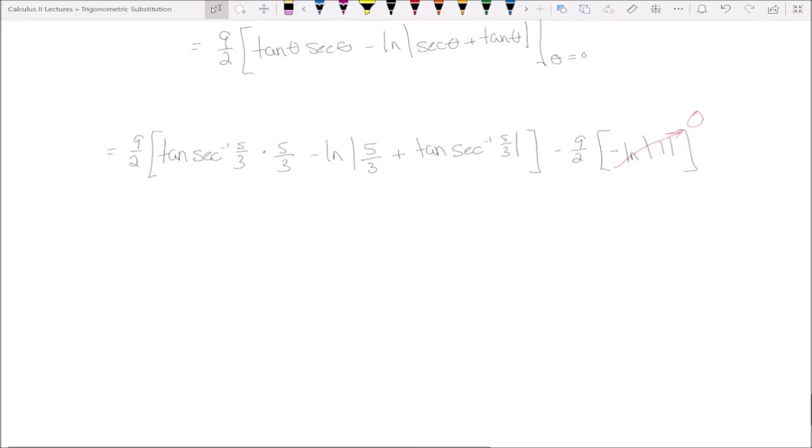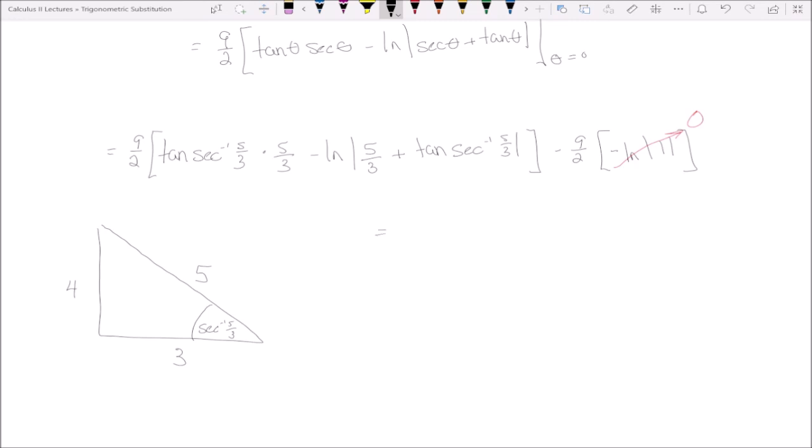To determine what tangent of inverse secant of 5/3 is, again, let's go ahead and make a right triangle. This is our inverse secant of 5/3 angle. Right, that would make the hypotenuse 5, the adjacent side 3. That would make the opposite side 4. Right, so now if we take the tangent of that angle, it's just 4/3.